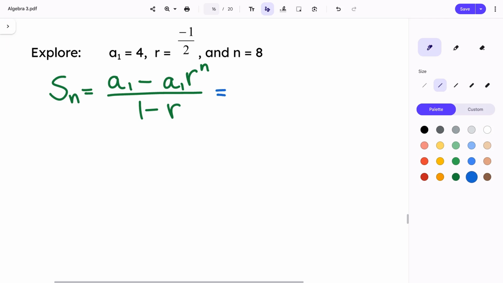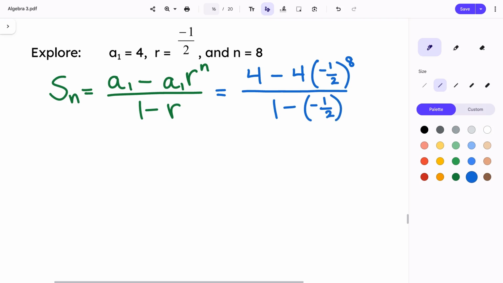What did you guys put in for the A1? 4 minus 4 times negative 1/2 to the 7th power. Not the 7th power. It's raised to the n, so to the 8th power, over 1 minus negative 1/2. Watch your signs on this one here. There's a lot of negatives floating around there.